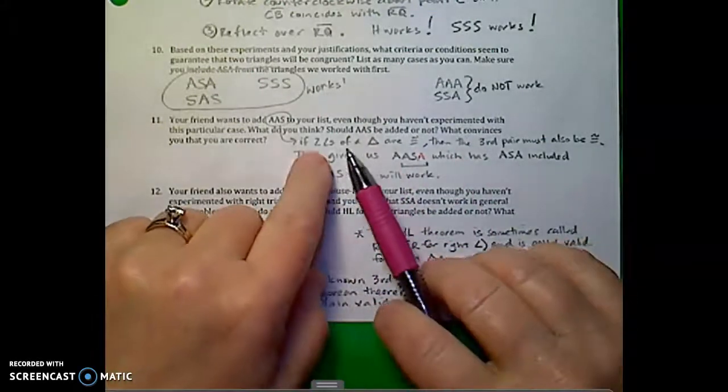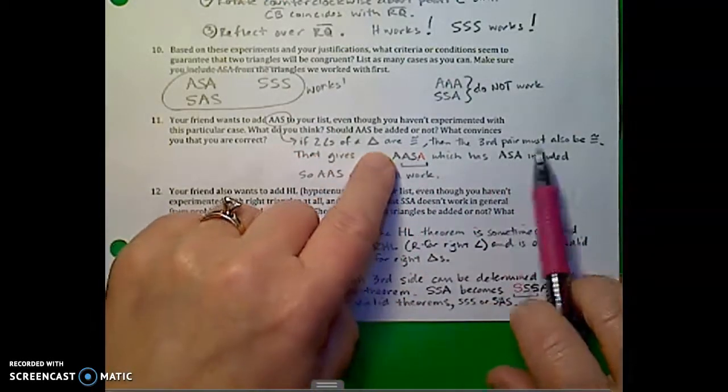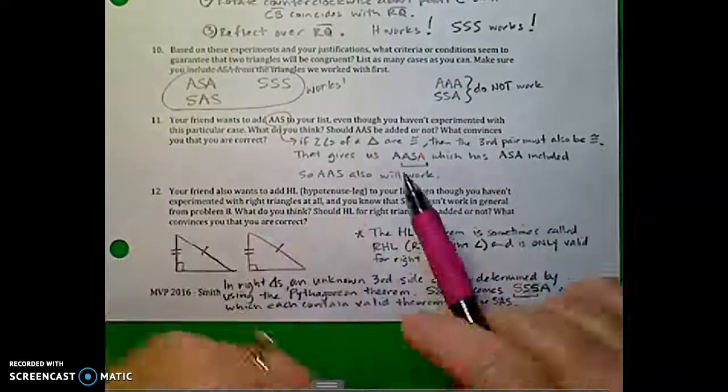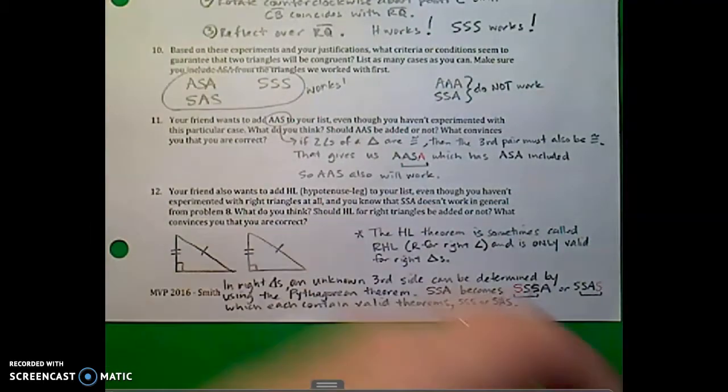So here's what I'm thinking about. If two angles of a triangle are congruent, then I think the third pair of angles must also be congruent. If you try to draw a triangle where you know two angles that are congruent in each pair of triangles, and then you try to draw all the different kinds of triangles you can out of that, I think what you'll find is there's only one possible triangle that you can get out of that scenario.